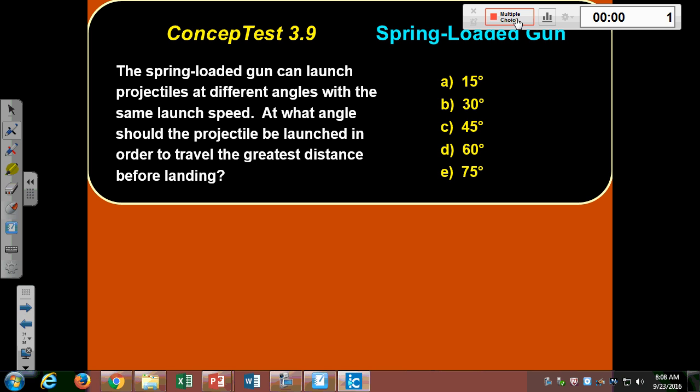Spring-loaded gun can launch projectiles at different angles at the same launch speed. At what angle should the projectile be launched in order to travel the greatest distance?